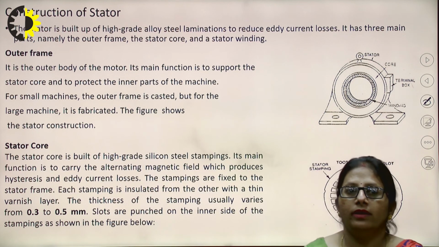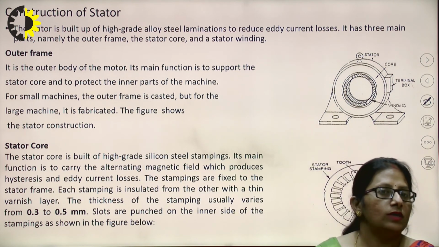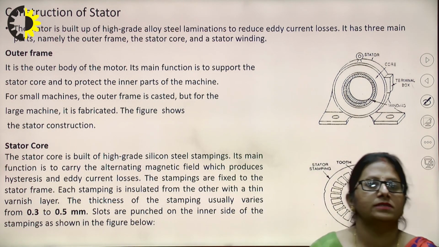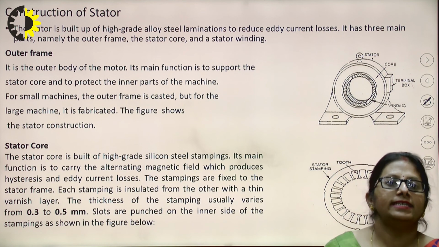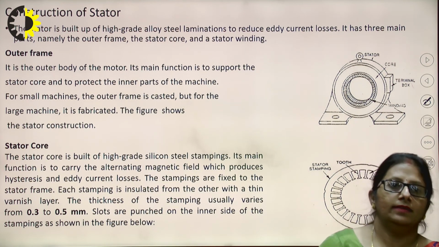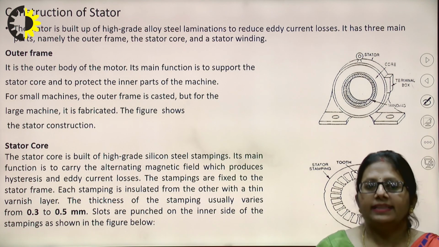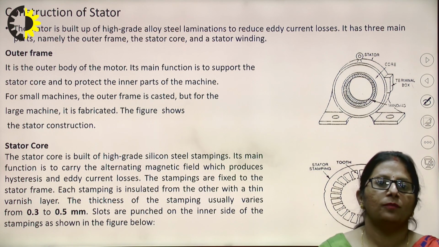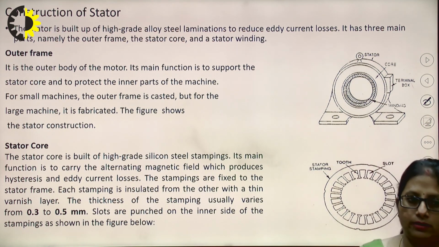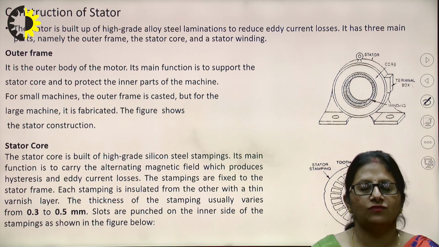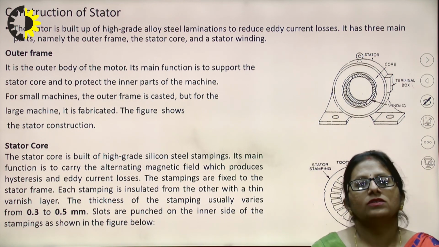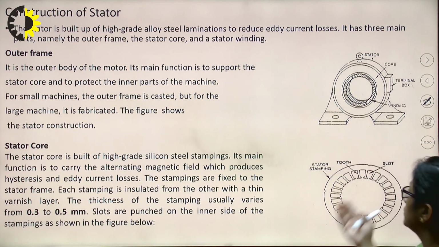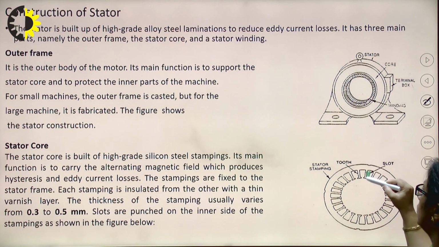Now, the stator core is built of high grade silicon steel stampings. We can see the stator stampings over here. Its main function is to carry the alternating magnetic field, which produces the hysteresis and eddy current losses. These stampings are fixed to the stator frame, right. Each stamping is insulated from the others with a thin varnish layer. The thickness of the stamping usually varies from 0.3 to 0.5 millimeter. The slots are punched on the inner side of the stampings as shown over here. These are the slots being cut out.